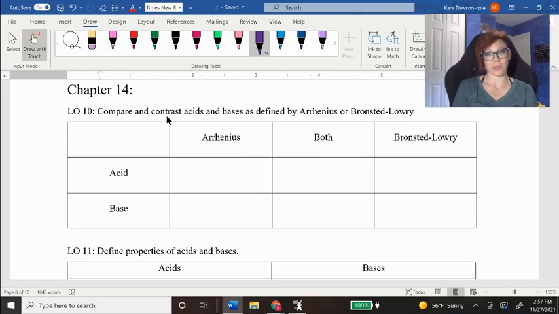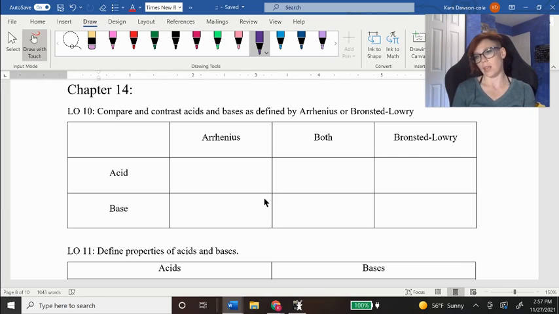Unit 7, Chapter 14, Learning Objective 10. Compare and contrast acids and bases as defined by Arrhenius and Bronsted-Lowry. So there are different definitions for an acid and base. You have the Bronsted-Lowry definition and the Arrhenius definition.